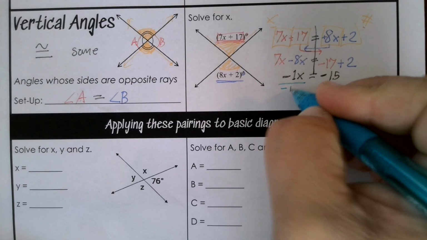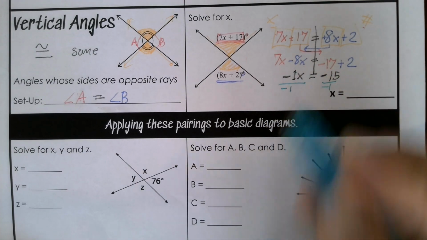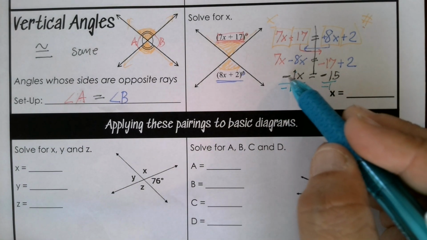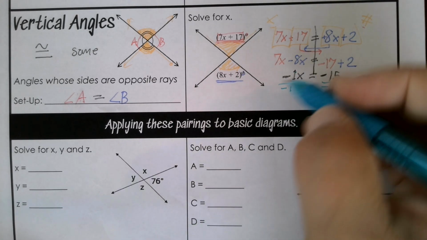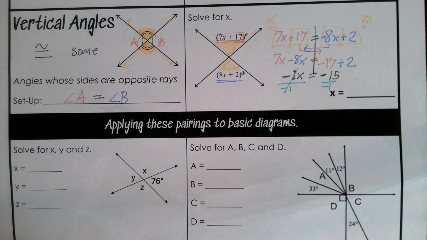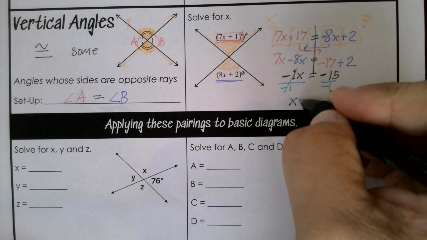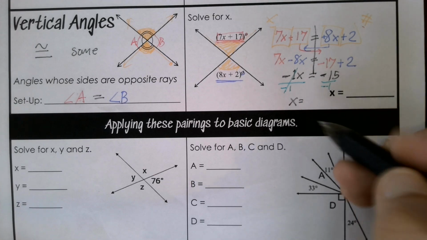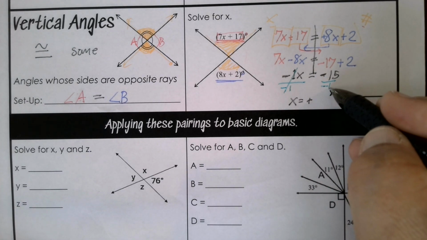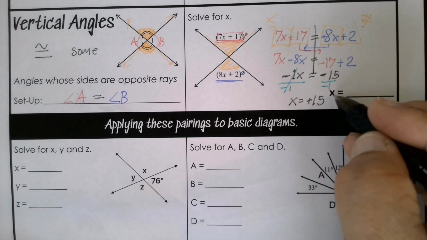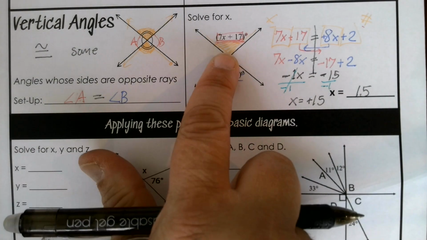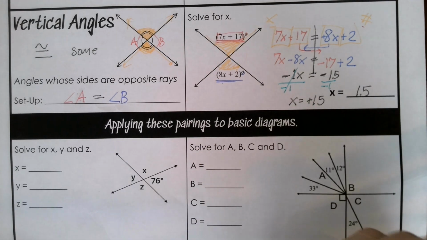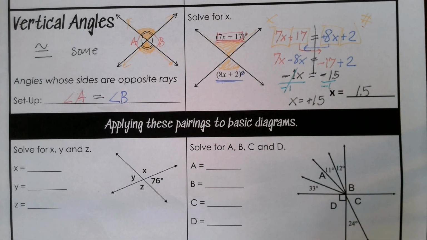Our last step is always to divide by the number in front of the x. Even if that number is a negative 1, right? If it's a negative, divide by the negative. That cancels out. And I have x is equal to negative and the negative make a plus. 15 divided by 1 is 15. So x equals positive 15. Did it ask us to substitute back in and solve for a particular angle? No? Nice. Then we're done. But always check. All right.